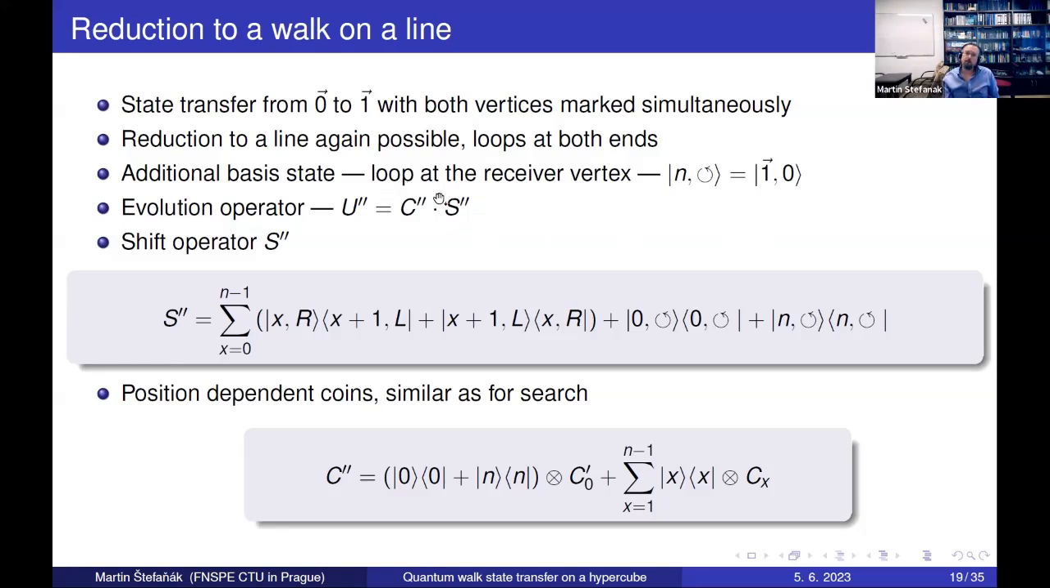So we have to modify the shift operator and the coin operator accordingly. In the shift S double prime, we have the additional part corresponding to this loop at the vertex n. And the coin, we have this C_X as before on all positions except for 0 and n, where now on both ends we have the loops. On both terminal vertices, we have the coin C zero prime as we had before in the search.